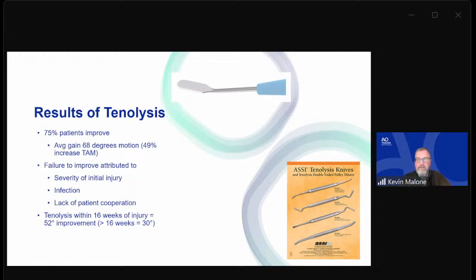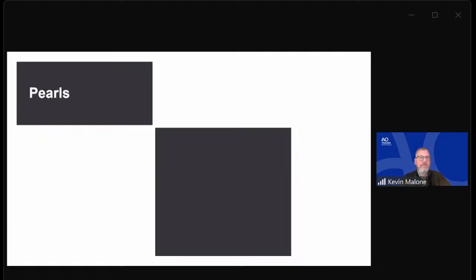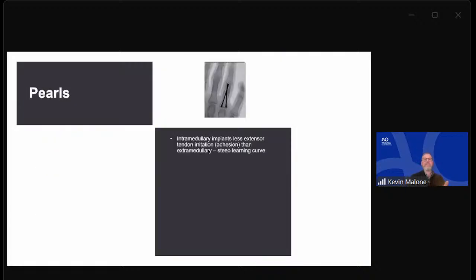So if you don't have the capital budget to purchase these expensive tenolysis blades, look for alternative solutions like this ophthalmology crescent blade, which I find very helpful. Some pearls with regards to management of these injuries, circling everything back to what has been discussed by our other lecturers this morning. Intramedullary implants do have less extensor tendon irritation because they are within the bone and not sitting on top of the bone.